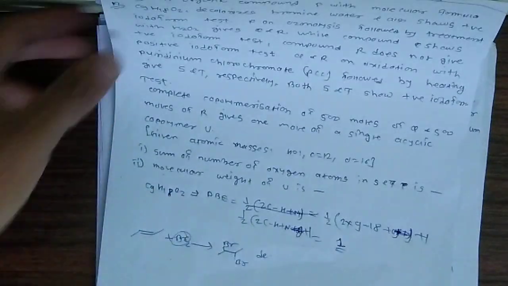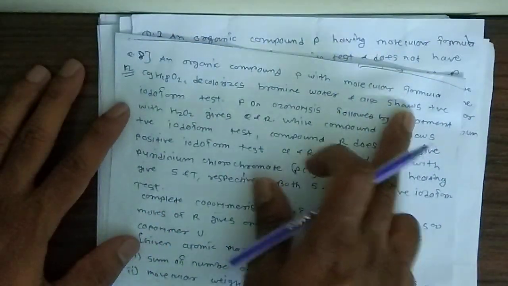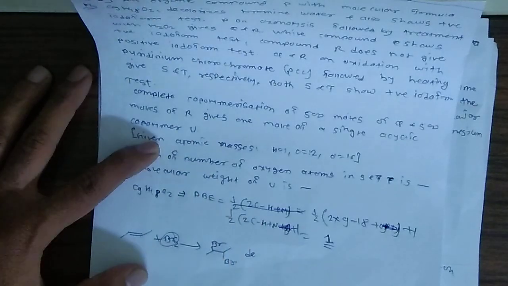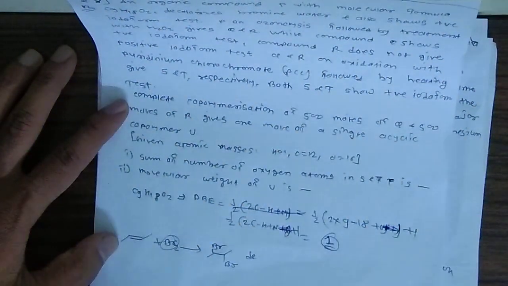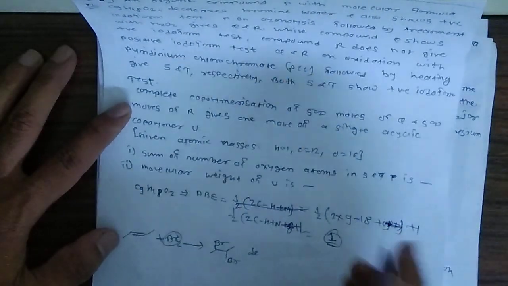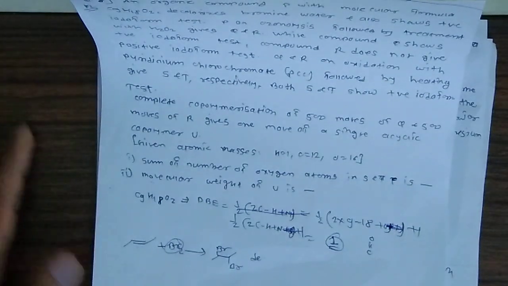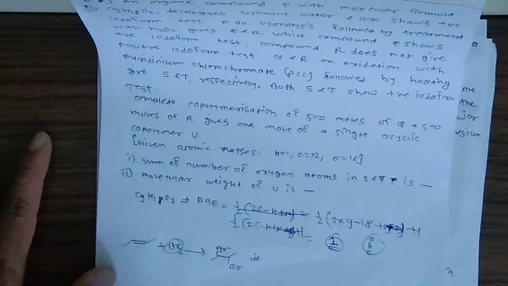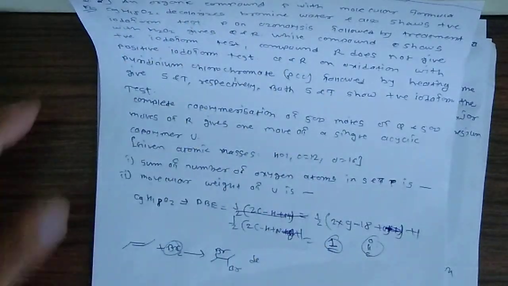So it is mentioned that P decolorizes bromine water, meaning 1 double bond should be there, and after finding the double bond equivalent, 1 double bond is there. That means an alkene should be there, not a carbonyl group like C double bond O, because the two oxygens are present and this should not be a carbonyl in the formula. Our double bond should be in the alkene.